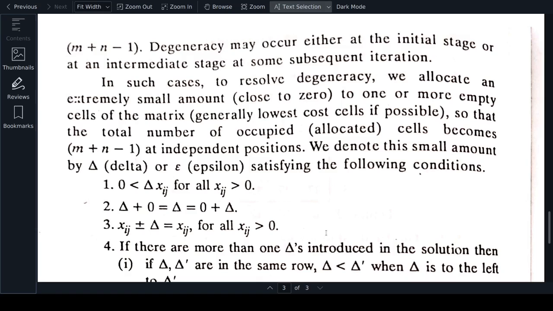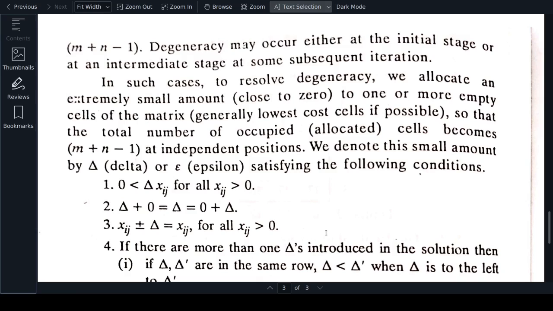So we allocate an extremely small amount to one or more empty cells of the matrix, generally the lowest cost cell if possible. So in here you see the lowest cost you will get. So we shall give the lowest cost cell, we give this one, so that the total number of occupied, meaning allocated, cells becomes m plus n minus 1 at independent positions.